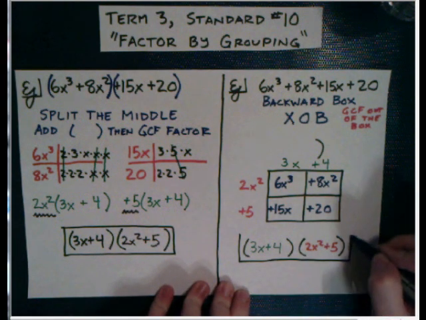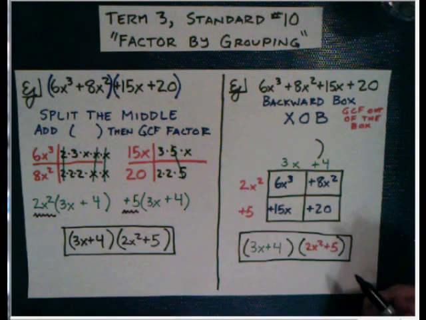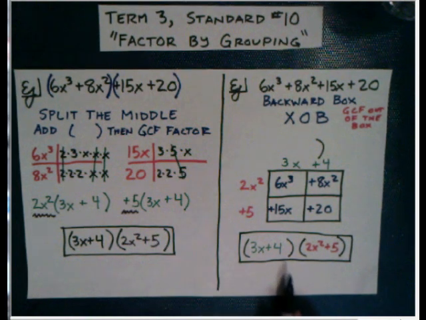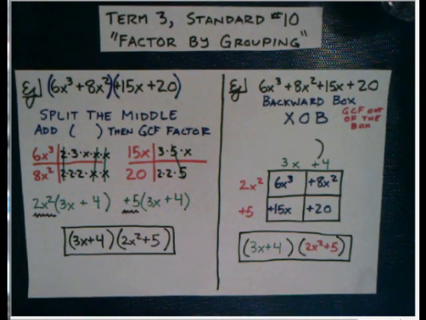It's now factored using the ZOB method, or the backwards box. And look at that, it turns out to be the same answer, except this one's more colorful. And there we go. We've now used the box method, or the backwards box method, or the ZOB method, to factor by grouping as well.